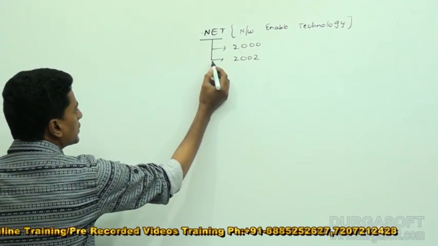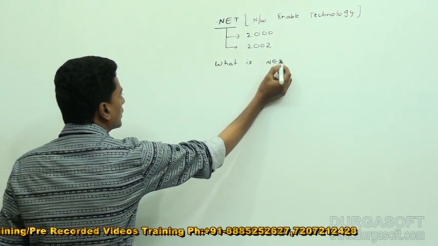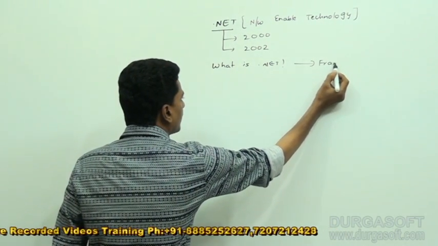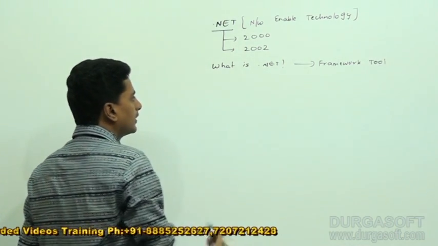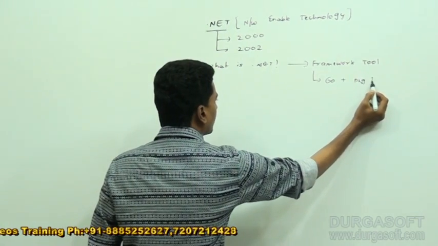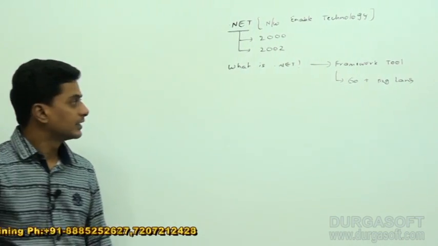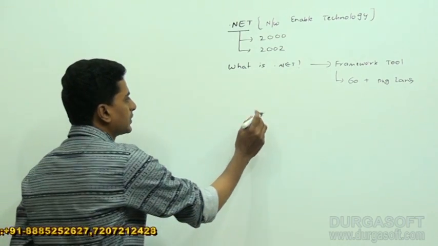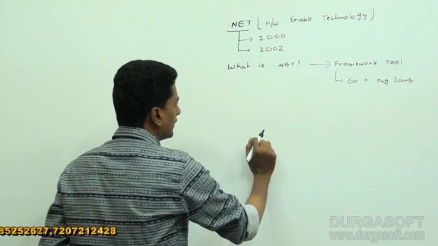Next, what is .NET? .NET is a framework tool which supports around 60 plus programming languages. So here we need to discuss that .NET is a framework tool which supports 60 plus programming languages.